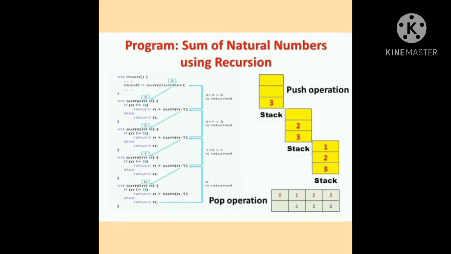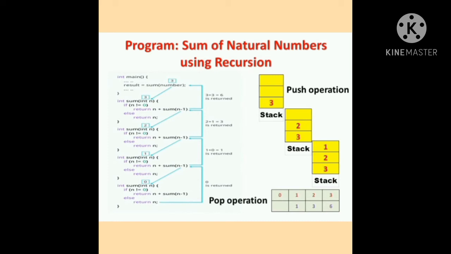Let's see how the stack works. Here the main program calls the function sum and passes the value 3. How is the condition checked here? We can verify that. n not equal to 0: 3 not equal to 0, so the condition is true. Return n. Now the stack is created. The value 3 is pushed. Push is the insertion operation. Now the 3 is pushed into the stack.